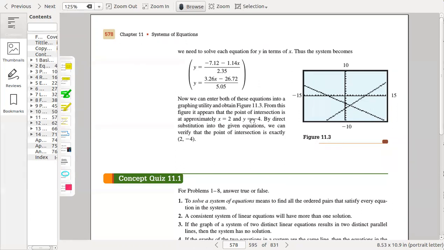So in this way, by direct substitution into the given equation, we can verify that the point of intersection is exactly 2 and minus 4. So it is not a difficult way to solve this equation, you just make a substitution or elimination by addition.